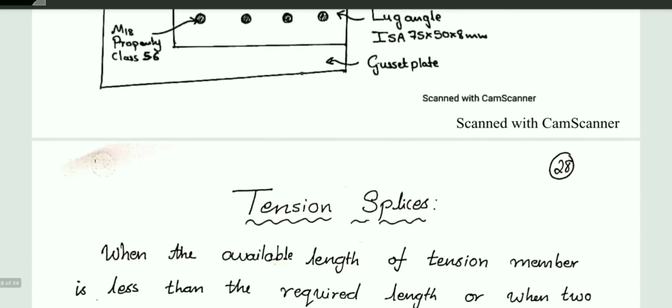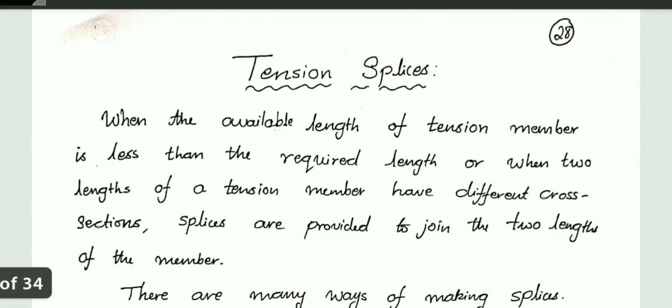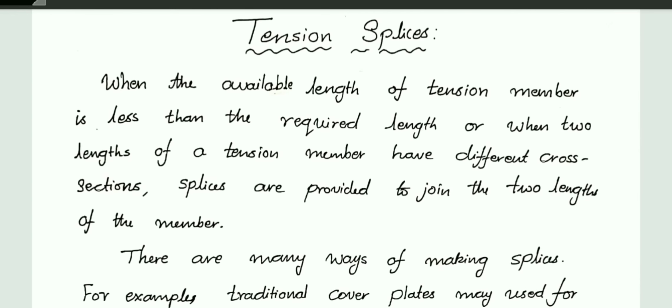Okay, so let us go for the next part here, that is tension splices. Tension splices means when the available length of the tension member is less. Just assume that the length is 12 meter, but you have the member only as 6 meter and 6 meter. For connecting that 12 meter, you have only 6 and 6 meter, so you need to connect those two members. The connection will be made by using a splice.